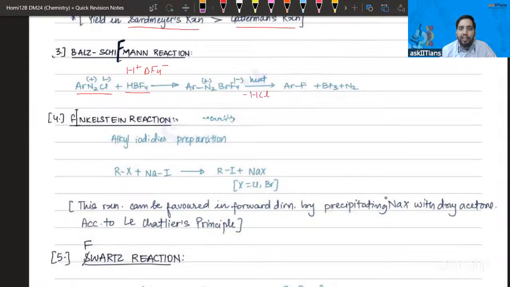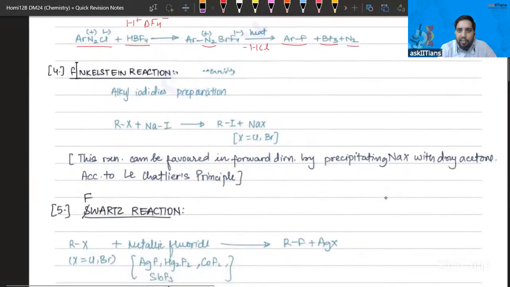Then we are going to heat this compound. On heating this, we are going to remove nitrogen. Nitrogen gas will be removed, and we have BF4. One fluorine will attach to benzene to give fluorobenzene, and BF3 is the other side product. So with the help of the Balz-Schiemann reaction, we get fluorobenzene.